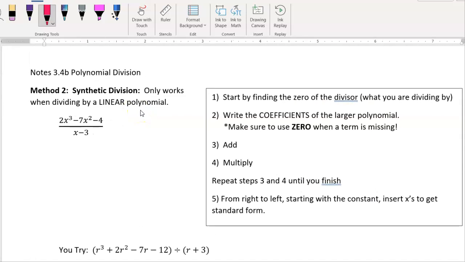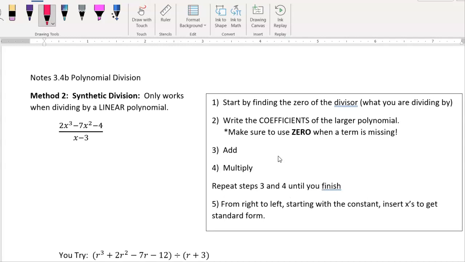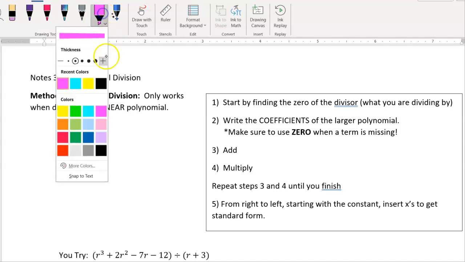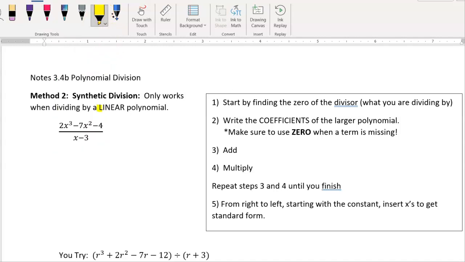All right, in this video, we're going to be looking at lesson 3.4b, where we're going to learn another way to divide polynomials like we did in the last one, but this one only works when the divisor, what we're dividing by, is a linear polynomial. What the heck does that mean? A linear polynomial is a polynomial where if you were just to graph it, it'd be a straight line. So it's not a quadratic, it's not a cubic, it's just a straight line if you were to go to graph it. So the degree is 1 is an easy way to remember it.